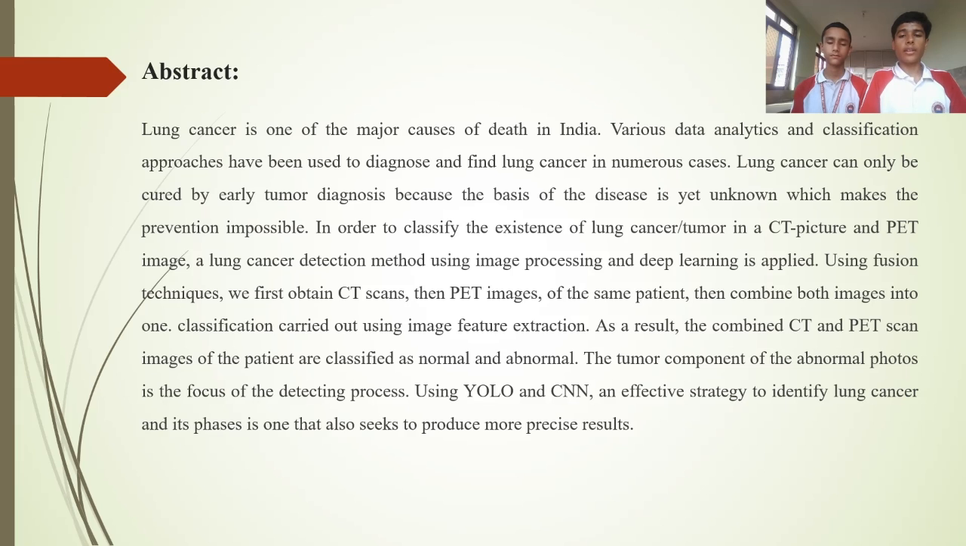In order to classify the existence of a lung cancer tumor in a CT picture and PET image, a lung cancer detection method using image processing and deep learning is applied. First, we obtain the CT scans, then PET images of the same patient, then combine both images into one. Classification is carried out using image feature extraction. As a result, the combined CT and PET scan images of the patient are classified as normal and abnormal. The tumor component of the abnormal photos is the focus of the detecting process.